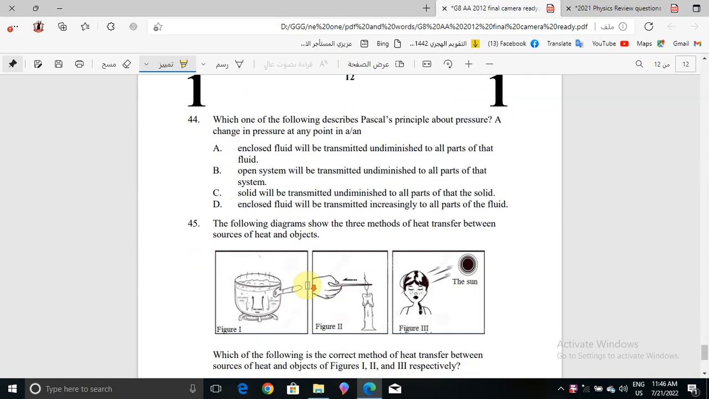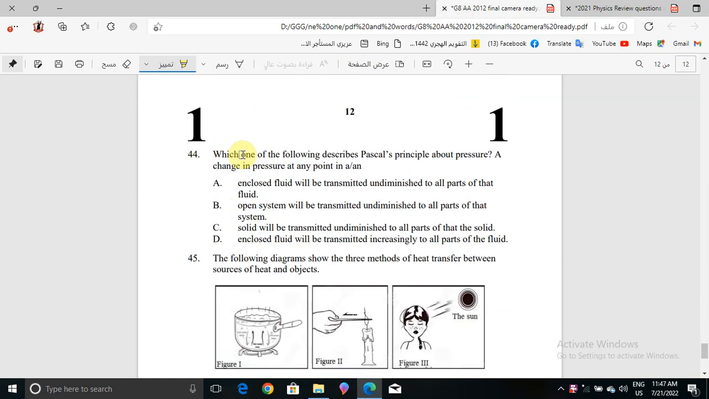Now question number 44. Which one of the following describes Pascal's principle about pressure? A change in pressure at any point in or on what? An enclosed fluid will be transmitted undiminished to all parts of that fluid. This is the correct answer for question number 44.